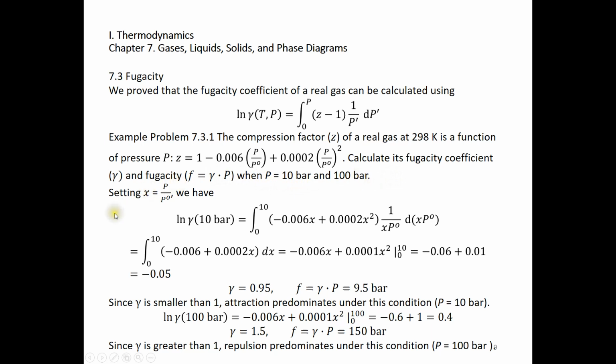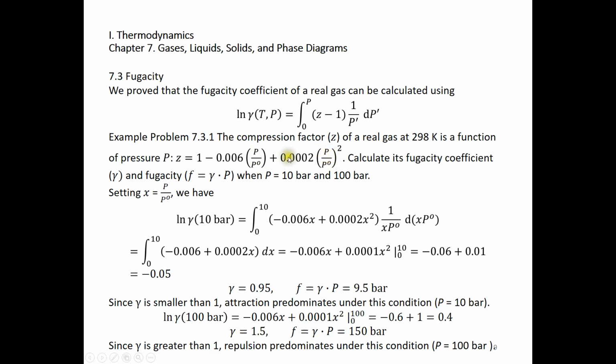So what if the pressure is 10 bars? We just need to integrate this from 0 to 10 bars. The natural logarithm of gamma at 10 bars pressure is the integral of this is Z minus 1, so this one disappeared. And then we have 1 over P prime and then dP prime. Why do we see X here? It's just because for convenience we can define X to be P over P naught. So this is just X and this is X squared.